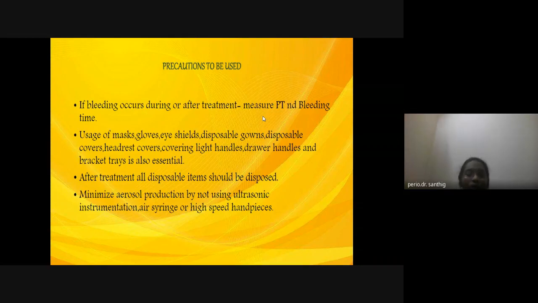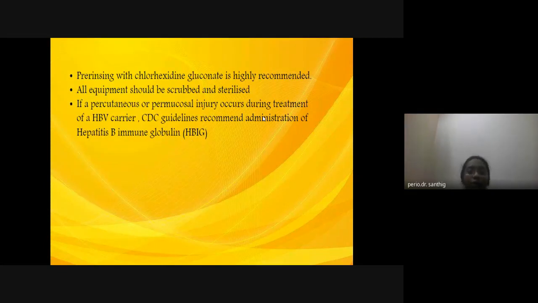So minimize the aerosol production by not using ultrasonic instrumentation. An air syringe or high speed hand pieces you should use. And before doing the procedure, we can pre-rinse the oral cavity with chlorhexidine gluconate, and equipment which is used should be scrubbed and sterilized.